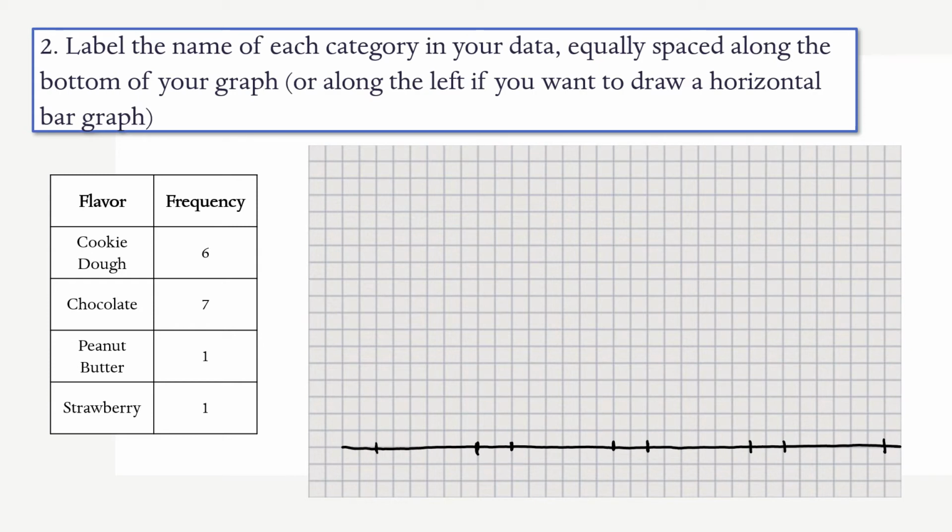So let's label these. We have cookie dough, chocolate, peanut butter, and strawberry. And these are flavors of ice cream.